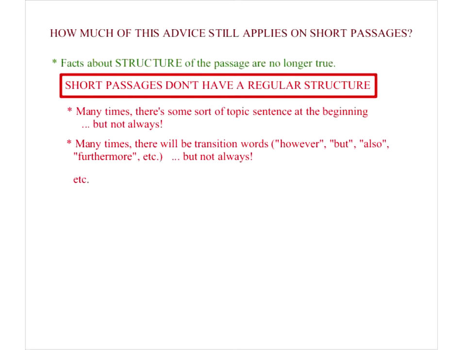But the fact that there's a lack of regular structure means that you can't skip parts of the passage anymore. So you can no longer bet on certain parts of the passage being more or less important than other parts of the passage.